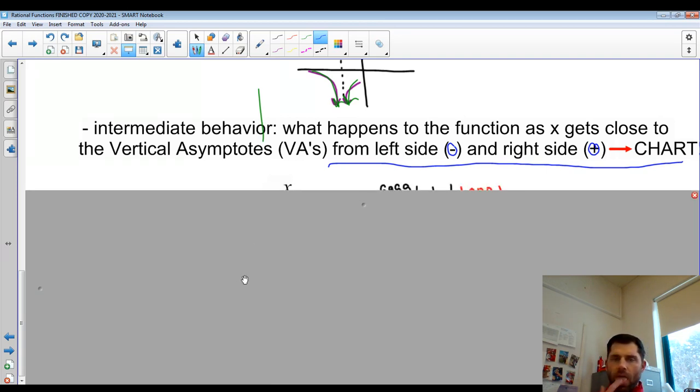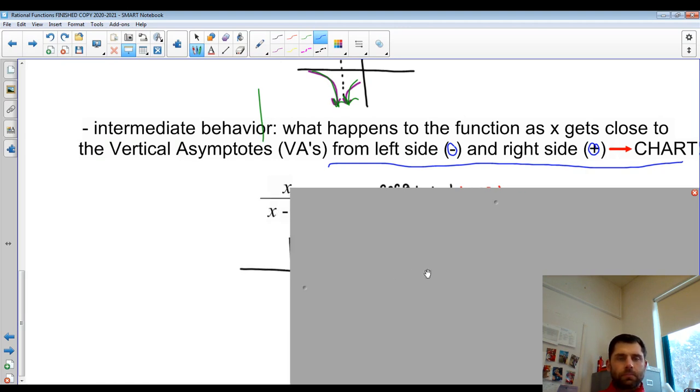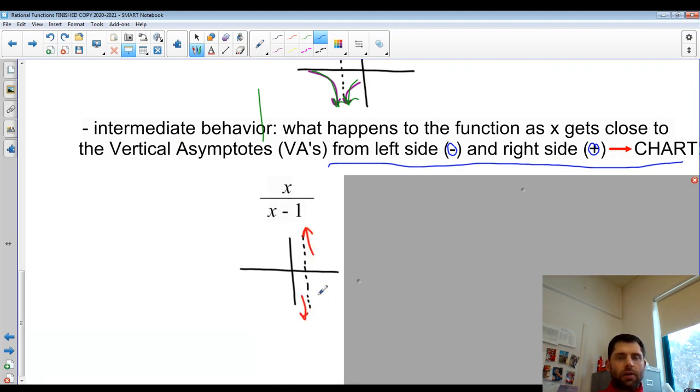We can do this. We have time. I just don't want to make the video too long. So let's take a look. This is the function that I want to work with, x over x minus 1.